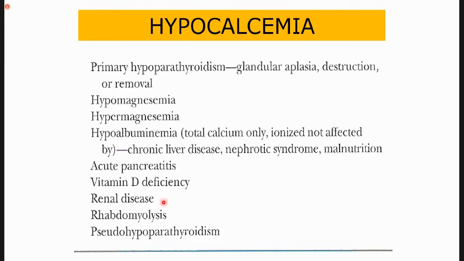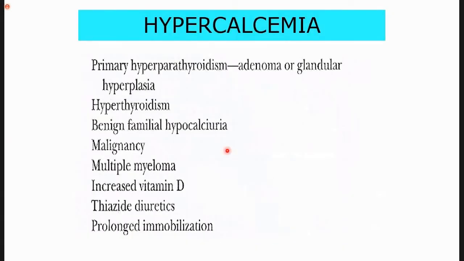Some of the reasons of hypercalcemia: we can have primary hyperparathyroidism, hyperthyroidism, benign familial hypocalciuric hypercalcemia, malignancy, multiple myeloma, increased vitamin D, thiazide diuretics, and prolonged immobilization, all of which lead to hypercalcemia. So these are some of the reasons of hypercalcemia.